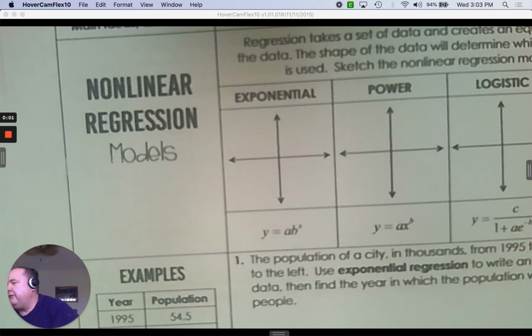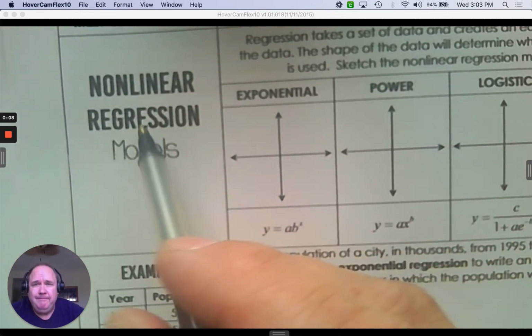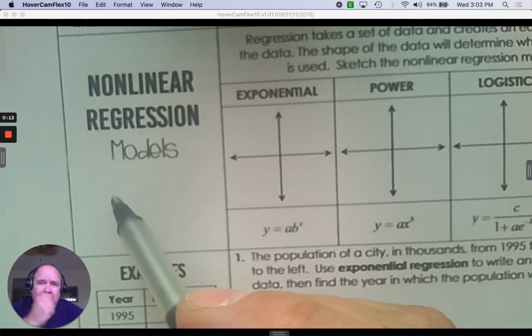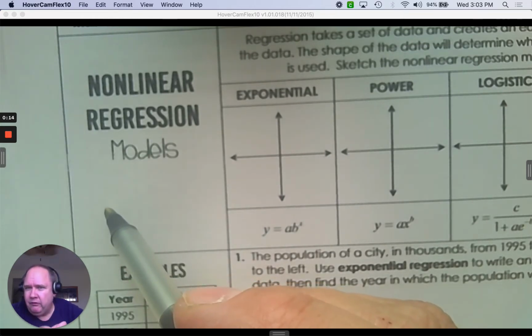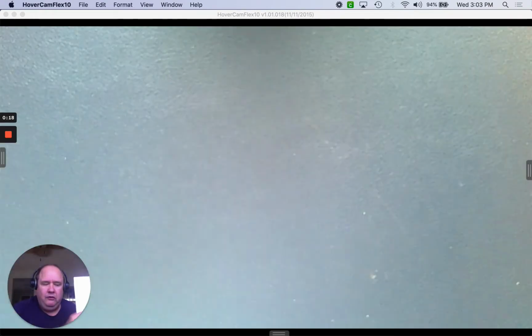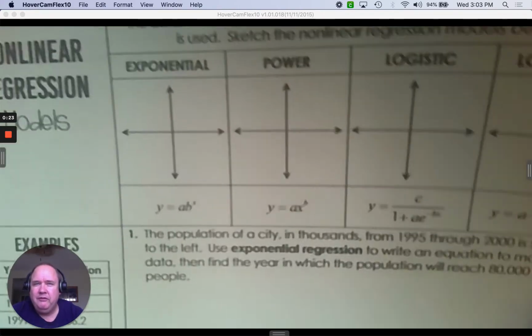All right, here's the lesson on nonlinear regressions. A regression is the ability to take a table of values of some sort and to find a math equation that closely matches the table of values. So then you could use that model to predict something in the future. That's the idea of a regression.